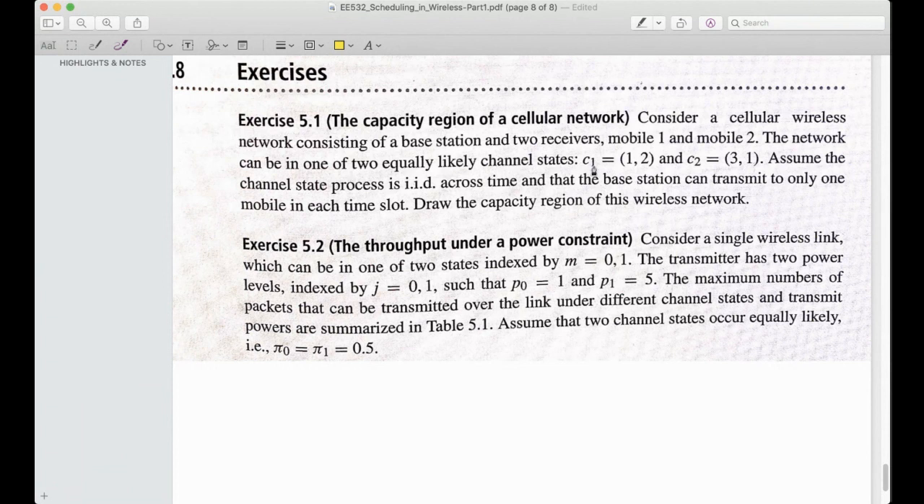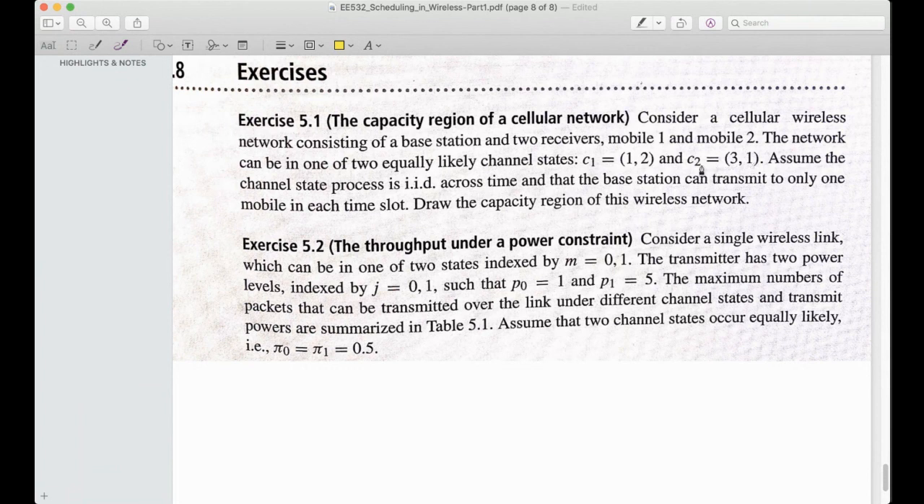In the first channel state, the rates achieved by user 1 and 2 are 1 and 2. And in the second state, the rates achieved are 3 and 1. Assume that the channel state process is IID across time, and the base station can transmit to only one mobile in each time slot. So we assume orthogonal transmission, picking only one mobile in each time slot. Draw the capacity region.